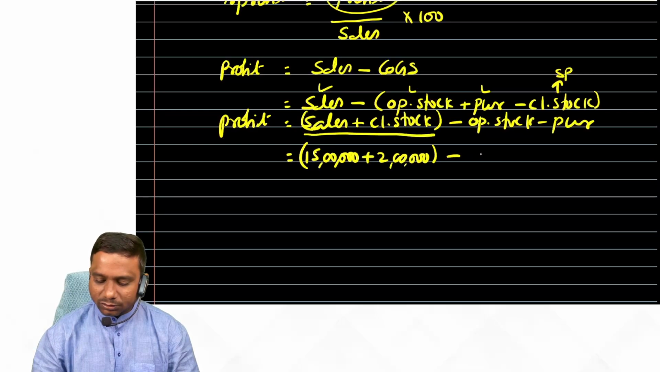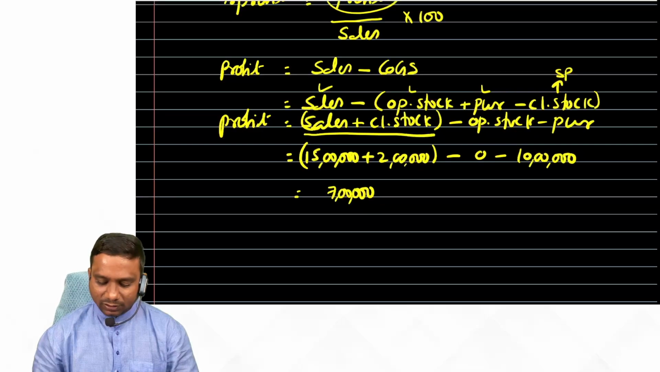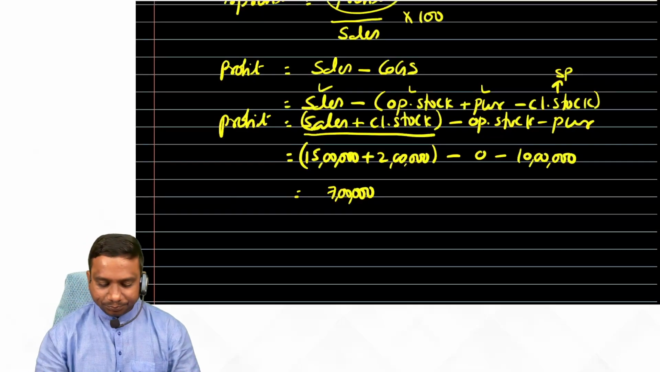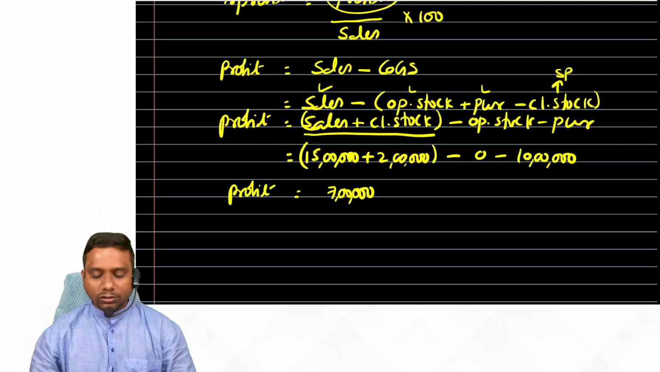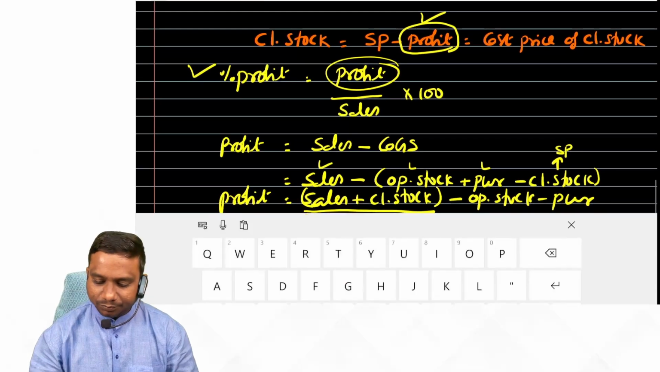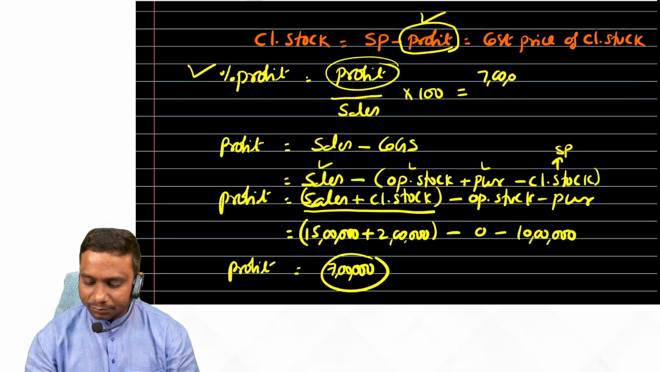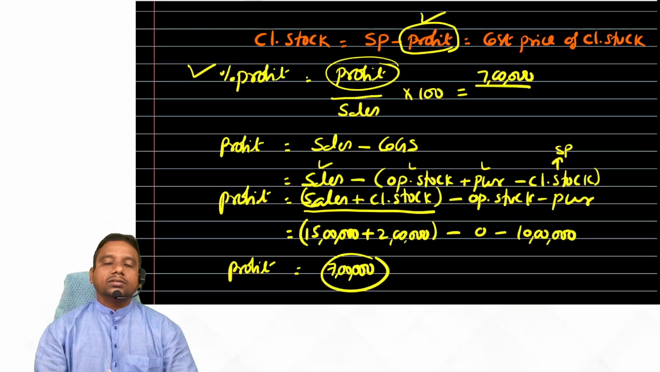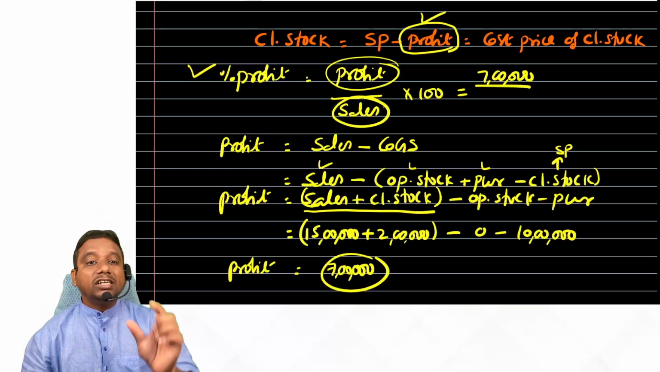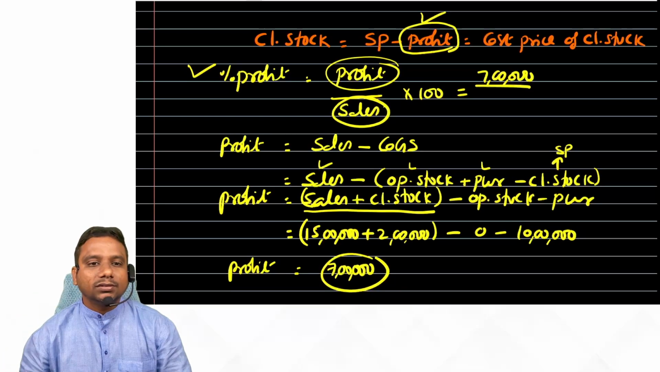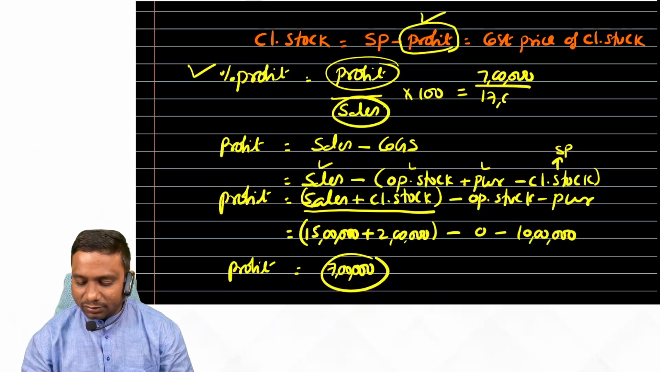Minus opening stock how much? Nil, 0. Minus purchases how much? 10 lakhs. 7 lakhs is our profit. Yes, students? Now this profit, apply into this formula. So 7 lakhs. This 7 lakhs profit we got at what sales? Not only at 15 lakhs sales. To this 15 lakh we also added 2 lakhs closing stock. That's why here you have to write 17 lakh.